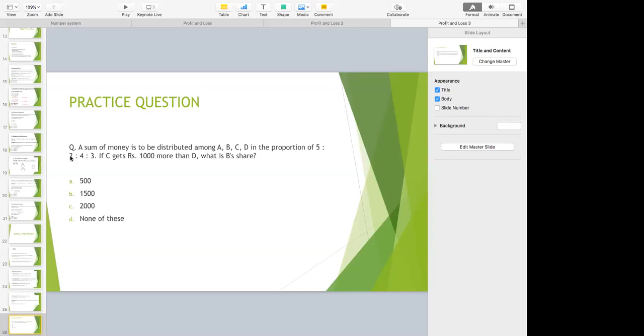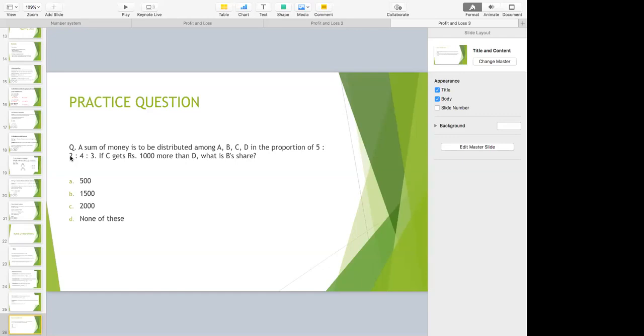Okay, so what were the steps here? The first step was adding the ratios. 5 plus 2 plus 4 plus 3 makes 14. So I can say that the entire sum of money is divided into 14 equal parts, where A will get 5 parts, B will get 2 parts, C will get 4 parts, and D will get 3 parts respectively.